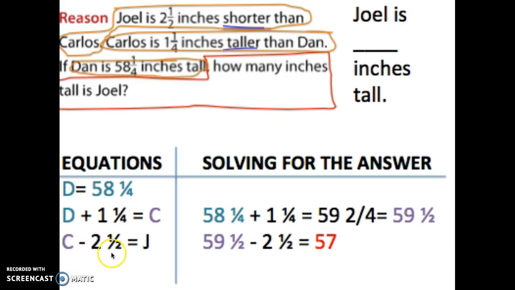Carlos's height minus 2 1/2 equals Joel's height. Well, I just solved for Carlos's height, so I plug that into my third equation. 59 1/2 minus 2 1/2. My denominators are the same, so I can go ahead and subtract like normal. 59 minus 2 is 57. 1/2 minus 1/2 is 0. So my final answer is 57. I need to go ahead and plug it back into my original statement, which will read Joel is 57 inches tall.